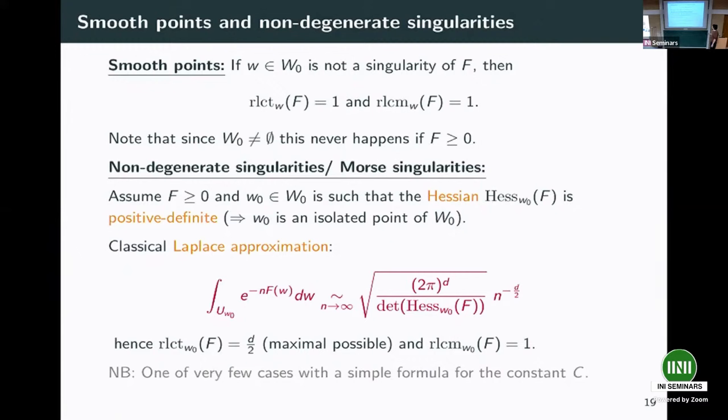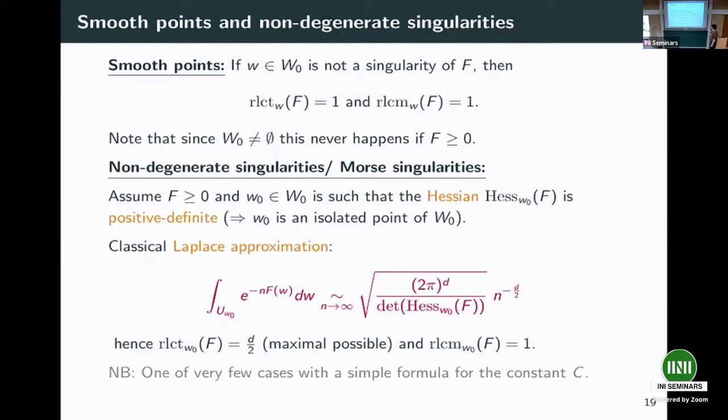So for a non-negative function, which does happen and is relevant to our story, there are non-degenerate singularities, or Morse singularities. Let's assume that f is non-negative and you have a point such that the Hessian is positive definite, or invertible, which means that this w0 is an isolated point in W0.